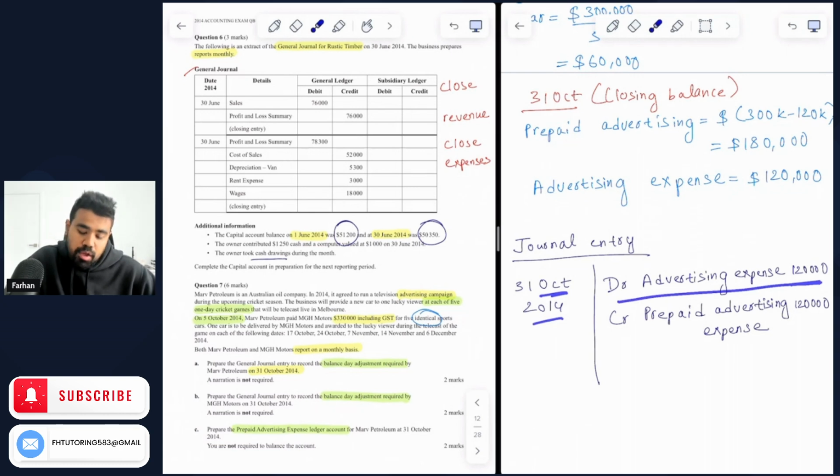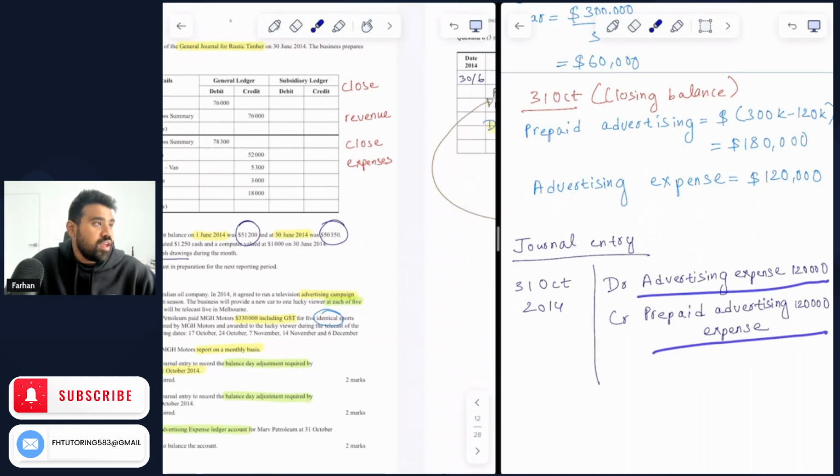At the same time, we have consumed the economic benefit that comes with the prepaid advertising expense payment that we have made on the 5th of October 2014. Now that assets have gone down because we have expensed it, we have consumed some of the economic benefits. To reflect that decrease in assets, we are crediting it. So when we have expenses, we debit them, and when assets go down, we credit them. So we debit advertising expense by $120,000, and we credit prepaid advertising expense by $120,000.